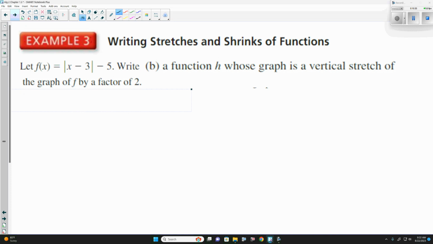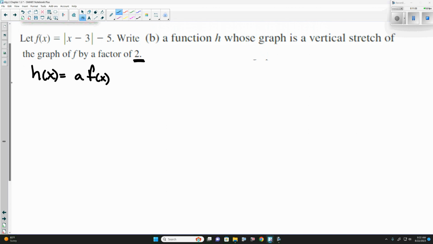Let f of x be this here. Write a function h of x whose graph is a vertical stretch of the graph of f by a factor of 2. So we're talking about vertical stretch or shrink. Our main setup is a times the function f of x. And what are we stretching the graph by? 2. So that means our value of a is 2, we have 2 times the function f of x.